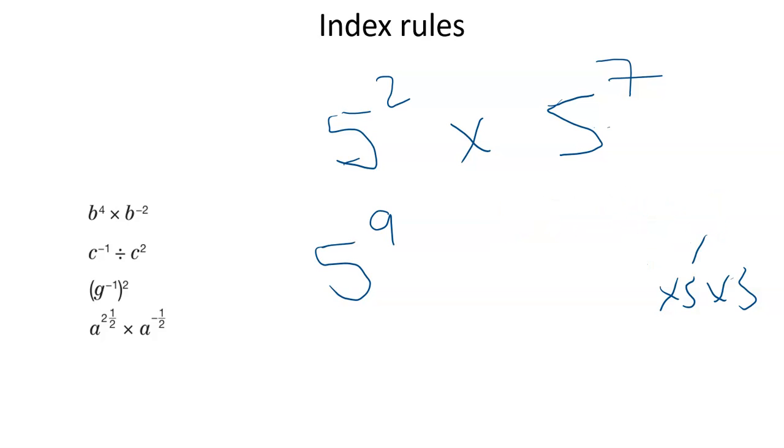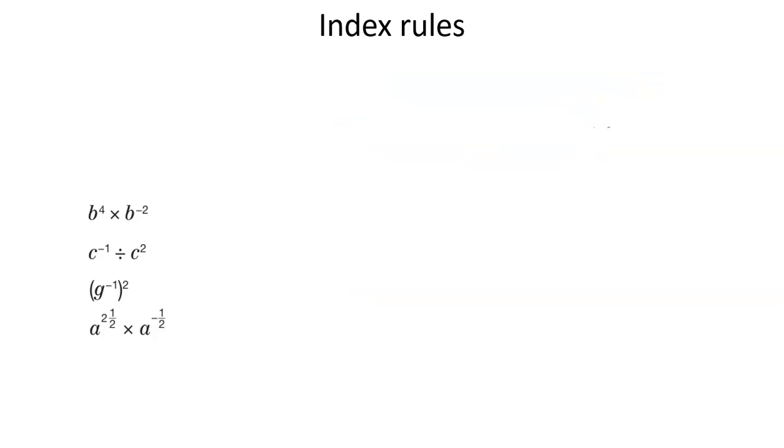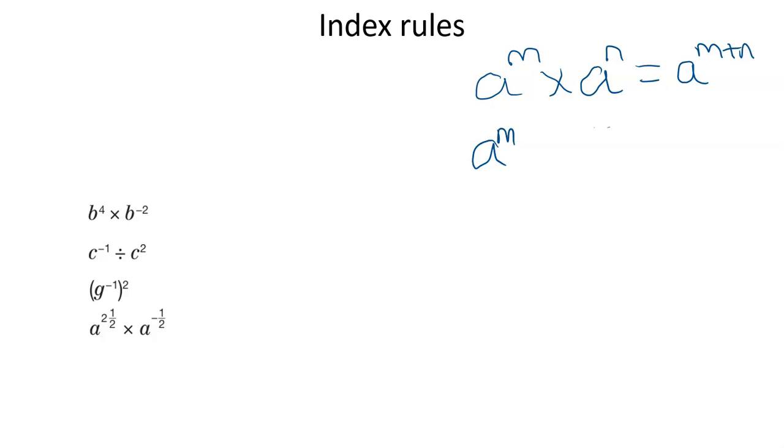So to write it in more formal speak, rather than with 5s, we can say a number to the power of m times the same number to the power of n is that number to the power of m plus n. A number to the power of m divided by a number to the power of n, which is the same as writing a to the m over a to the n, equals a to the m minus n. You subtract the powers if it's divide.